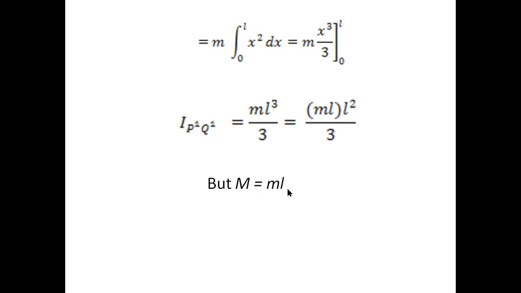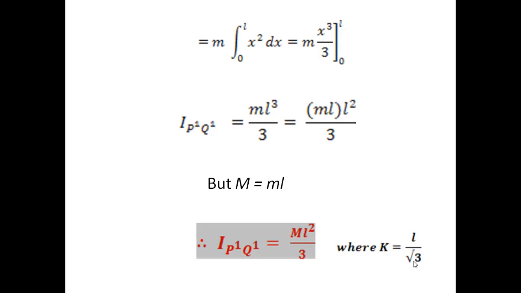So substituting this, finally the moment of inertia about the axis passing through one end of the rod and perpendicular to its length is given by I P dash Q dash is equal to capital M into L square by 3. So this is the expression for the moment of inertia of the thin rod about an axis passing through one end of the rod and perpendicular to its length. Again compare this equation with the general equation M k square, then the radius of gyration k is equal to L by root 3. So this is all about the moment of inertia of the thin uniform rod.